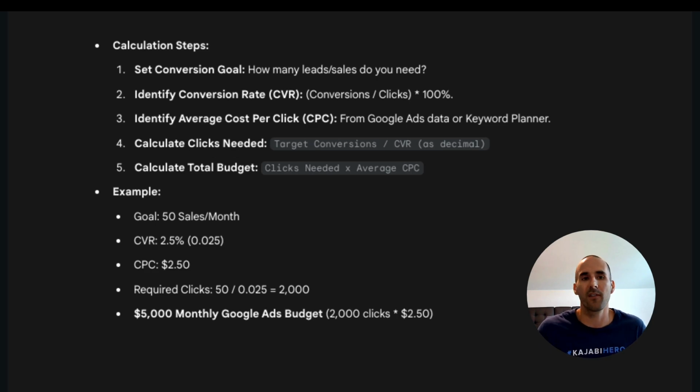Again, this is my favorite of the three because it focuses on account efficiency. It takes metrics that are easy to get, which is your cost per click and your conversion rate, and it helps you make informed decisions. And if you have a month where you want more conversions, you can easily scale this number with a simple math equation.